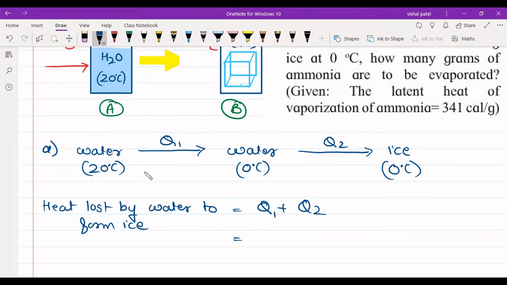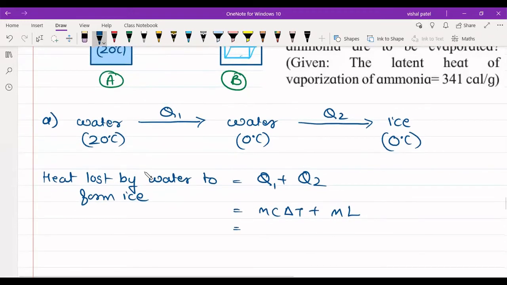So students, if you see Q1, it is water and water only. It is change in temperature. So I will write MC delta T. And Q2 is nothing but change in state. So I'll write down M into L. Okay, so mass is how much given? It is given 2 kg, students.